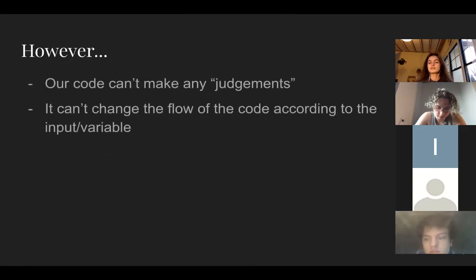Some important things to keep in mind about what we've already gone over is that our code can't make judgments. It can't change the flow of the code according to the inputs or variables. So let's say we define a function and it takes in an integer. If we give it a string value, our code's just going to error. It doesn't know how to deal with a string value if we write it to deal with integers. So the different types of values are really important when writing code.